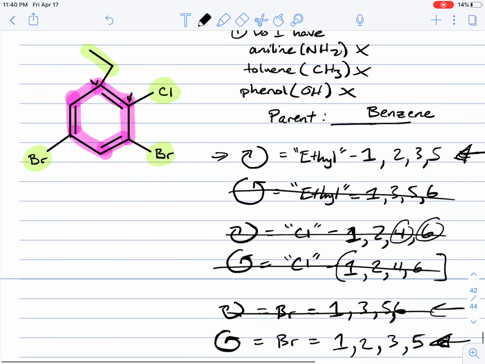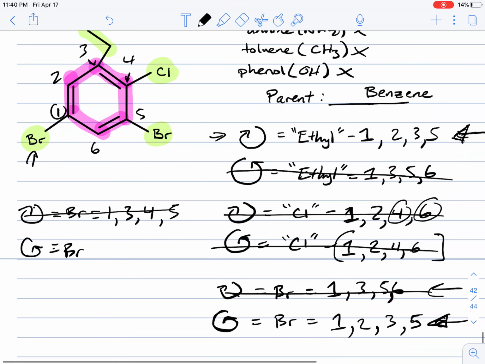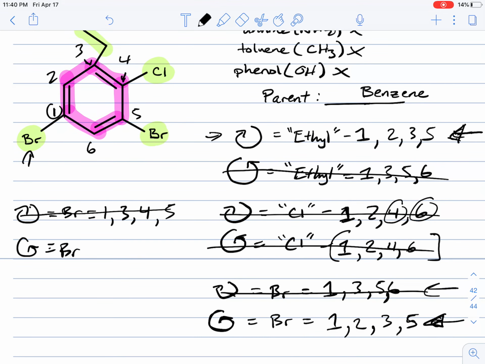So for the second bromine, this bromine right here, if we're going to go clockwise and counterclockwise for the second bromine, let's see what we get. So this is number 1. If I go clockwise, this is 2, 3, 4, 5, 6. So I have substituents on 1, 3, 4, and 5. So already the set is higher than these two that's on the right.